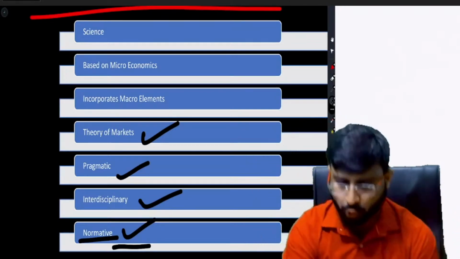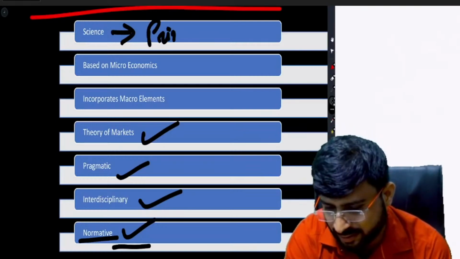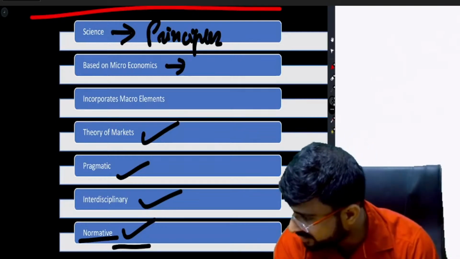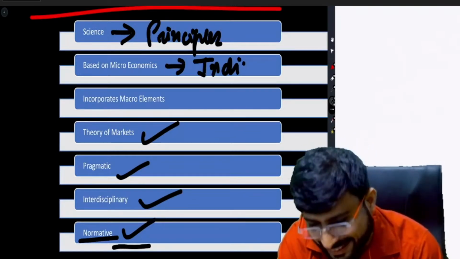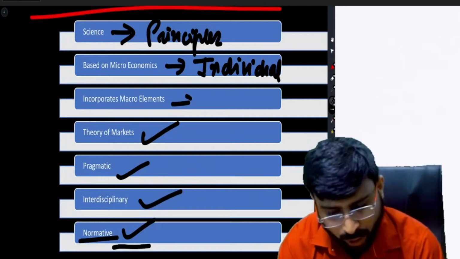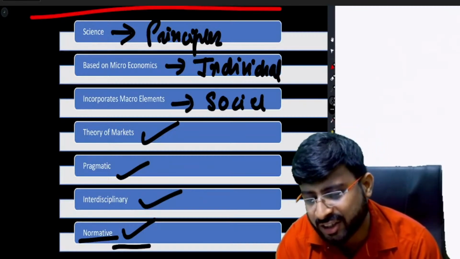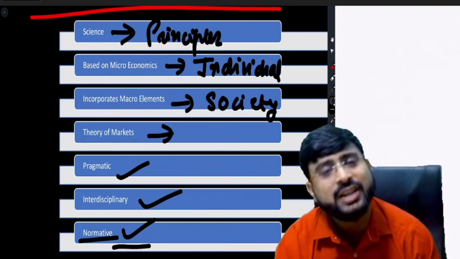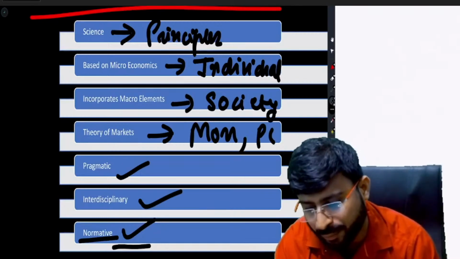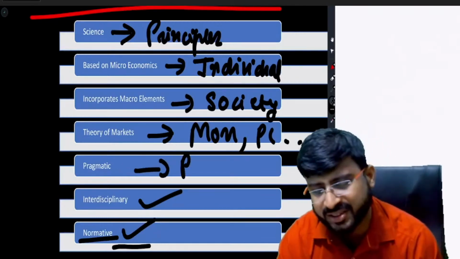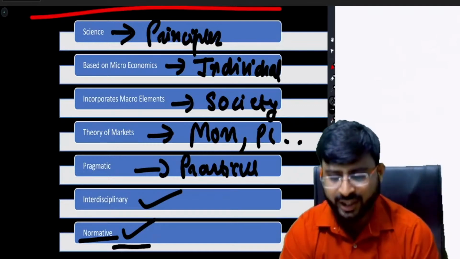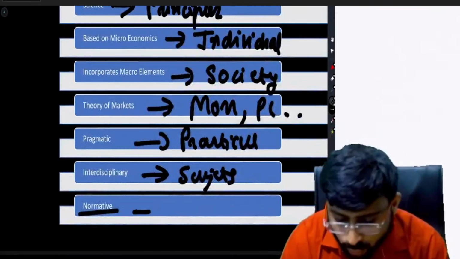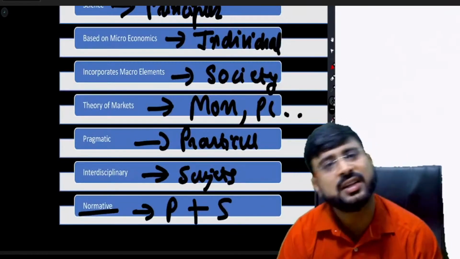Okay, great. So science tells about the fact that business economics is based on certain principles. Microeconomics tells us that it is based on individual units. It incorporates macro elements because you have to take the decision from the society. What society tells, business does. Theory of markets. Here we study markets like monopoly, perfect competition, etc. It is pragmatic, means it is practical, not only theoretical. Interdisciplinary, it has been derived from multiple subjects. And normative, it not only describes the problem, but also gives us the solution.